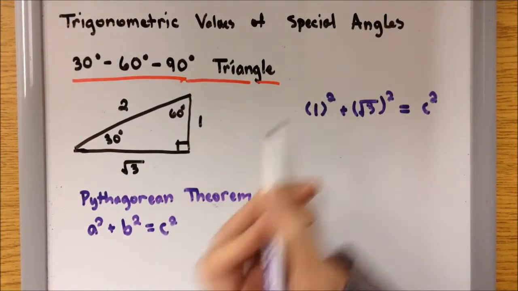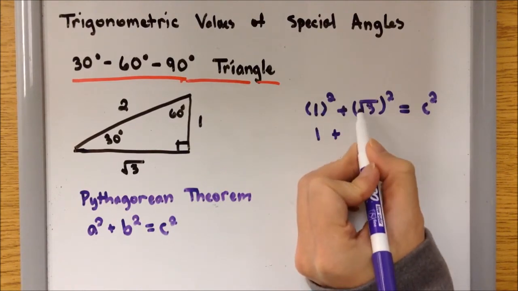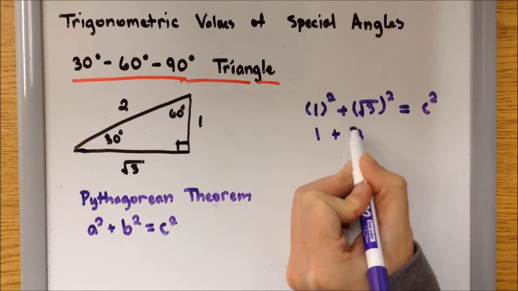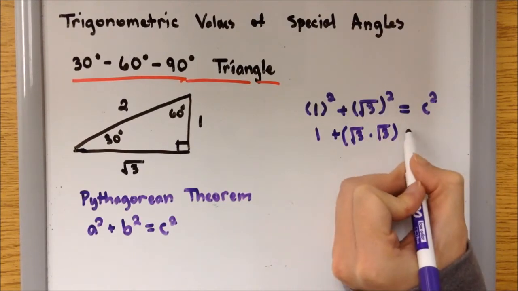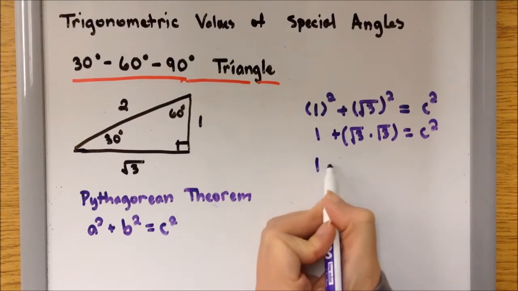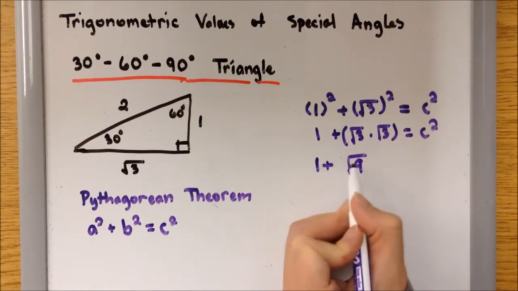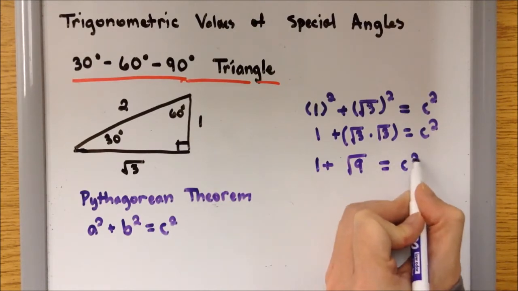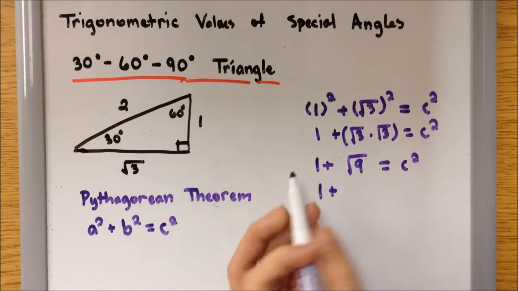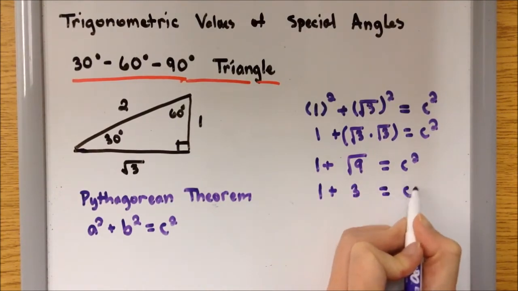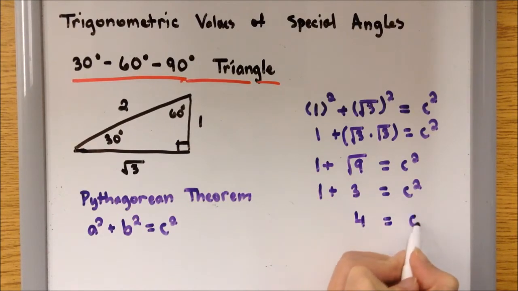Alright, so 1 squared is just 1. Now I'm going to show you the work for the square root of 3 squared. When you have the square root of 3 squared, it means the square root of 3 times the square root of 3. I'm going to include parentheses because we have multiple operations. Inside my parentheses, the square root of 3 times the square root of 3 is the square root of 9. Once I multiply inside, I can get rid of the parentheses. Then the square root of 9 is 3. Then I'll add 1 plus 3, which is 4, equals c squared.